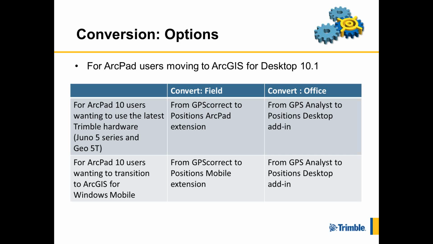You can pay the update fee to get them current, and then you can get the free conversion to Positions. So if you're an ArcPad 10 user and you want to start using the new Trimble hardware, in this case the Juno 5 or the Go5T, then you do have to move to Positions for those 2 units specifically. You can then convert your GPS Analyst to Positions Desktop. If you're an ArcPad 10 user, but you'd like to give up on ArcPad 10 and move to ArcGIS Mobile, which, by the way, is a much simpler and easier software to use, then you would be going from GPS Correct to Positions Mobile, and then, of course, to Positions Desktop in the office. So hopefully that makes some sense.